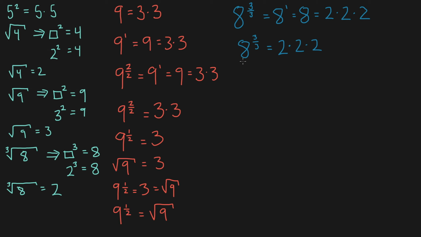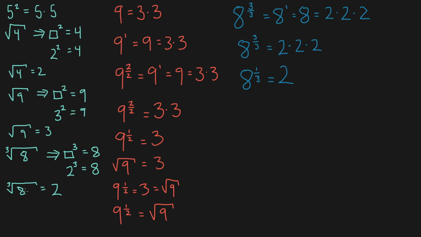Now I want you to think about this: if 8 to the 3/3 power is equal to 2 times 2 times 2, what would 8 to the 1/3 power be equal to? Just like we did before, I encourage you to pause for a moment and think about this. What would 8 to the 1/3 power be equal to? Well, one way that you can think about this is that with 8 to the 3/3 power, we had 3 2's multiplied by themselves, and so now we're just going to have 1 2. So 8 to the 1/3 power is just going to be equal to 2.